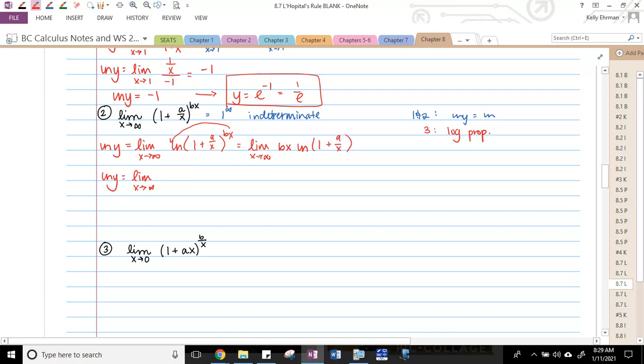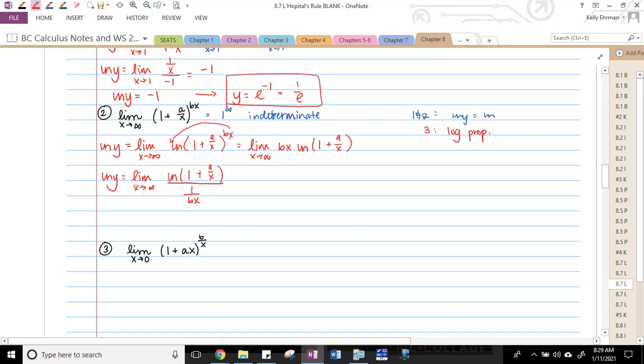So traditionally your natural log stays in the numerator, and it's the bx that needs to become a denominator. So instead of multiplying by bx, I can say this is the natural log of 1 plus a over x divided by the reciprocal of bx, 1 over bx. That's going to be important for things to cancel out when we take derivatives.